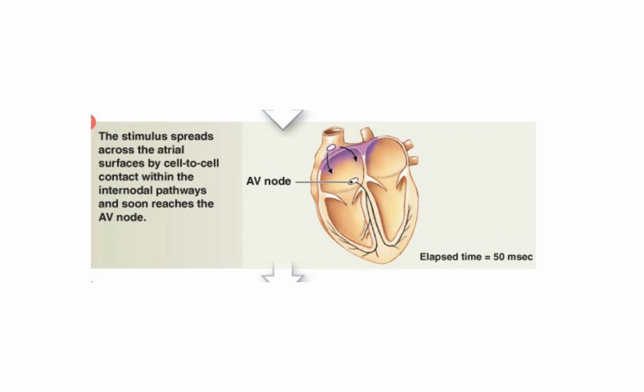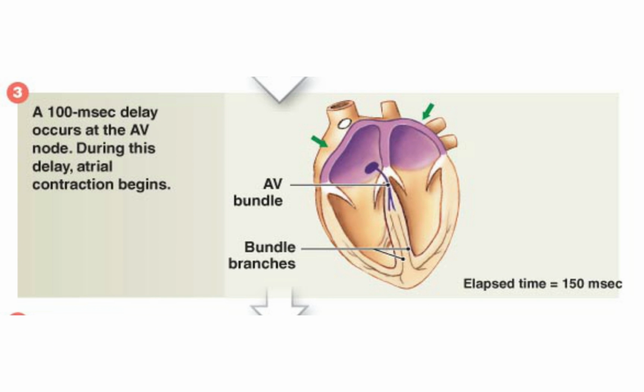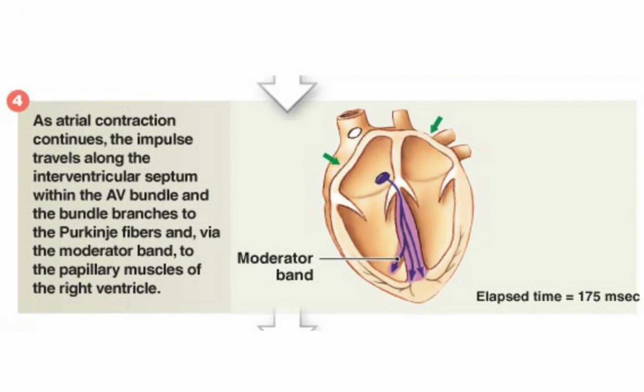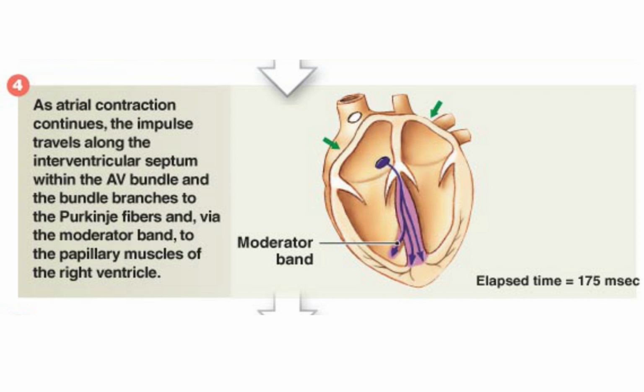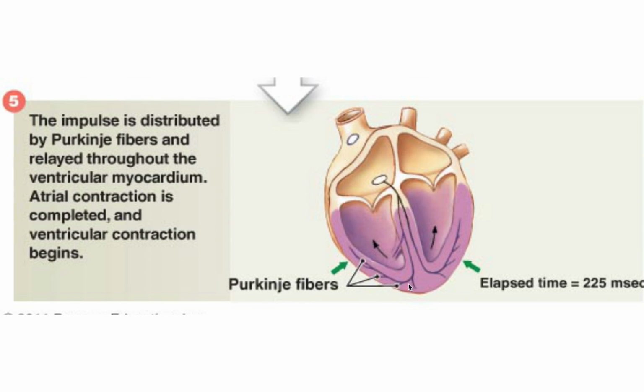And then at the AV node, there's going to be a little bit of a delay, and that ensures that the atria finish their contraction before the ventricles contract. That ensures that the ventricles will be full when they contract. And then these impulses are going to travel along the AV bundle and then to the right and left bundle branches and then to the Purkinje fibers, and the Purkinje fibers are going to spread the signal throughout the ventricles.